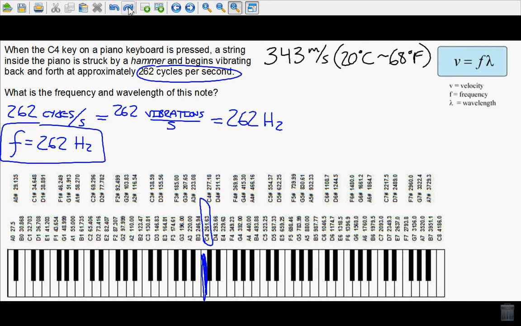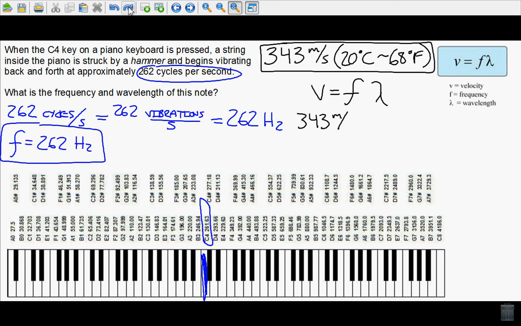So if a temperature is not listed in the problem, then we'll just use 343 meters per second and assume it's at about 20 degrees Celsius or 68 degrees Fahrenheit. Okay, so let's go ahead and solve now for the wavelength of this specific note. We'll be using this speed of sound and the frequency in our equation: velocity, or speed of sound, equals frequency multiplied by wavelength. So the velocity we'll use is 343 meters per second, and our frequency is 262 hertz.